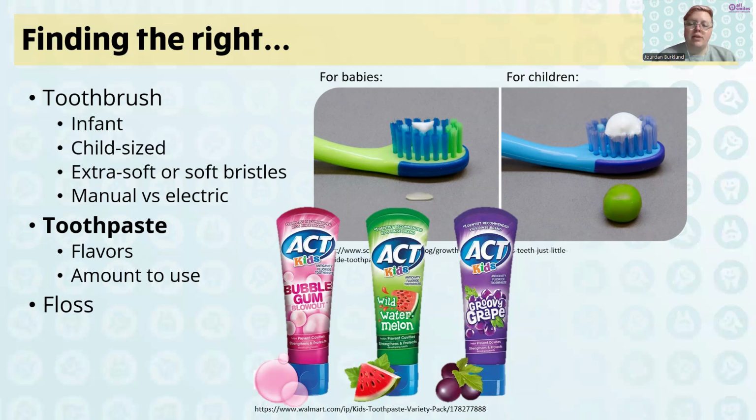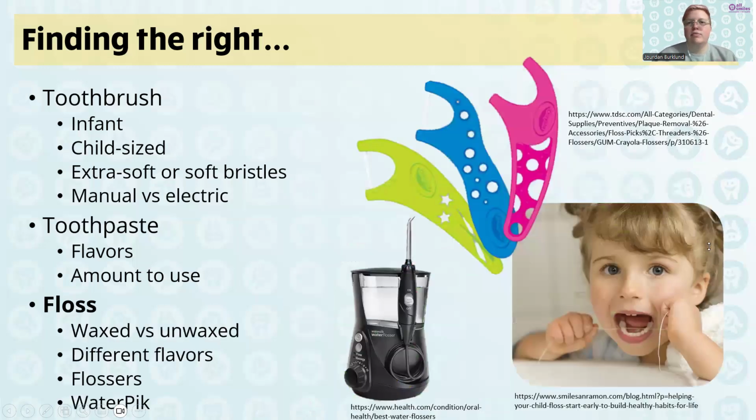So we recommend for babies who can have fluoride toothpaste as long as you do it very moderately. You want about the size of a grain of rice, as seen in this photo. And then as they get older, you can have the size of a pea. And more than that can be overwhelming and could cause a tummy ache from too much fluoride. And then floss. There's lots of kinds of floss. There's waxed versus unwaxed. There's flavors of floss. There's floss picks. There's water flossers and water picks. So again, it's about knowing that there's so many things out there and trying to find which one works the best for your child.